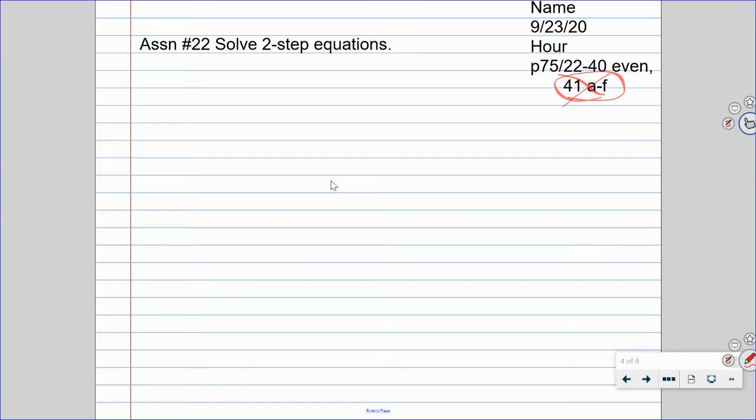Notice I've crossed off 41. I might do a few of those as extra examples if you need any, but go ahead and cross off 41. So 22 to 40 evens.